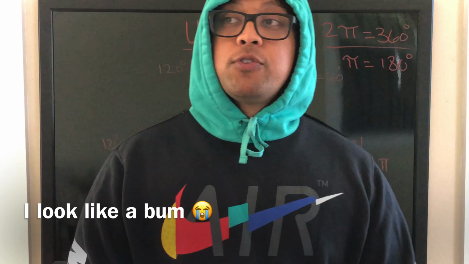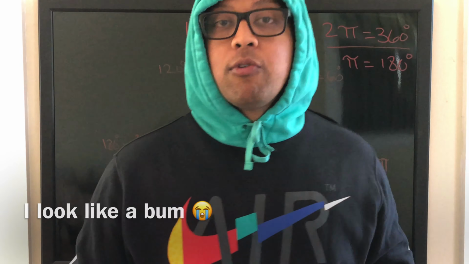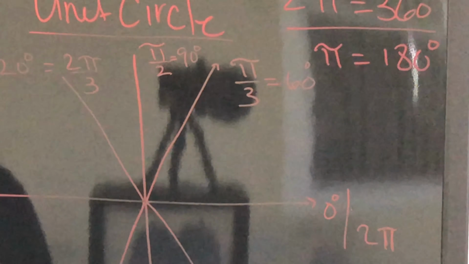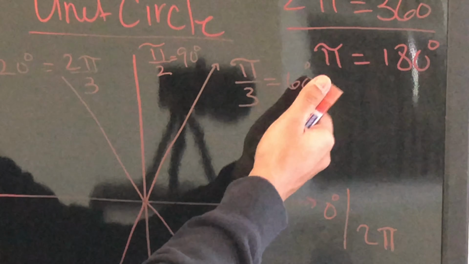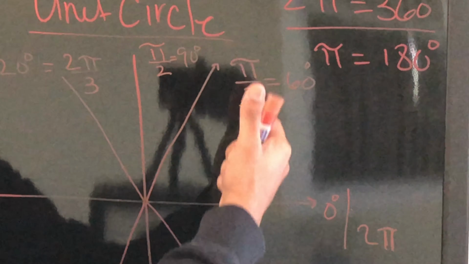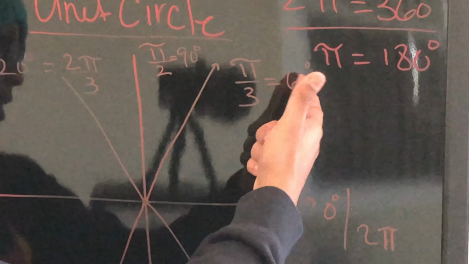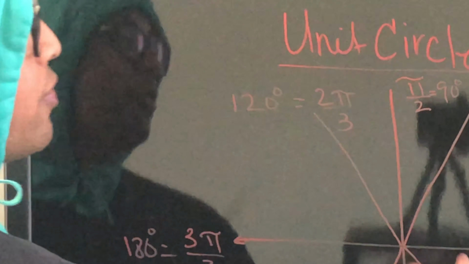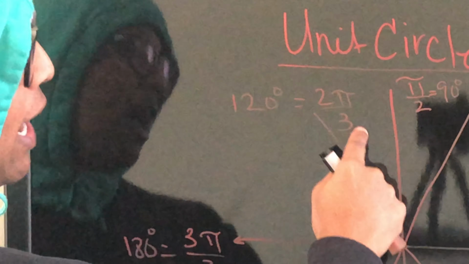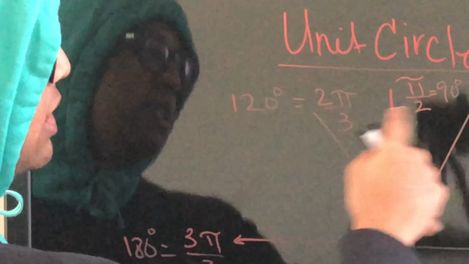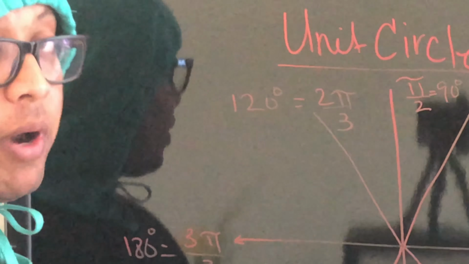All right, everybody. So for the last part of the unit circle, this is what we're gonna be going over right now. Right here, this angle is 60 degrees and it's represented as pi over 3, because if pi equals 180 and you divide that by 3, you get 60 degrees. Now, the next one is 2 pi over 3, where pi over 3 equals 60, and you multiply that by 2, you get 120.